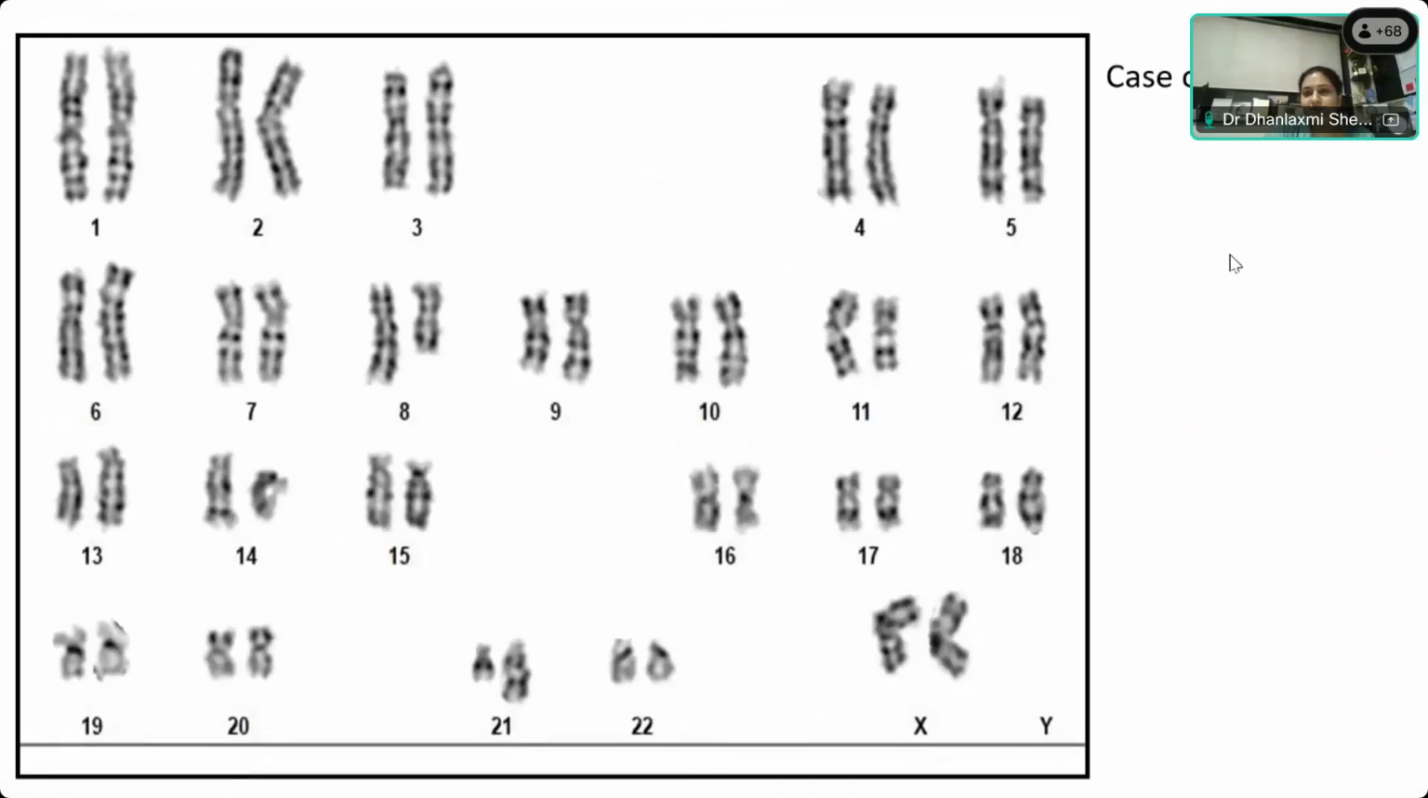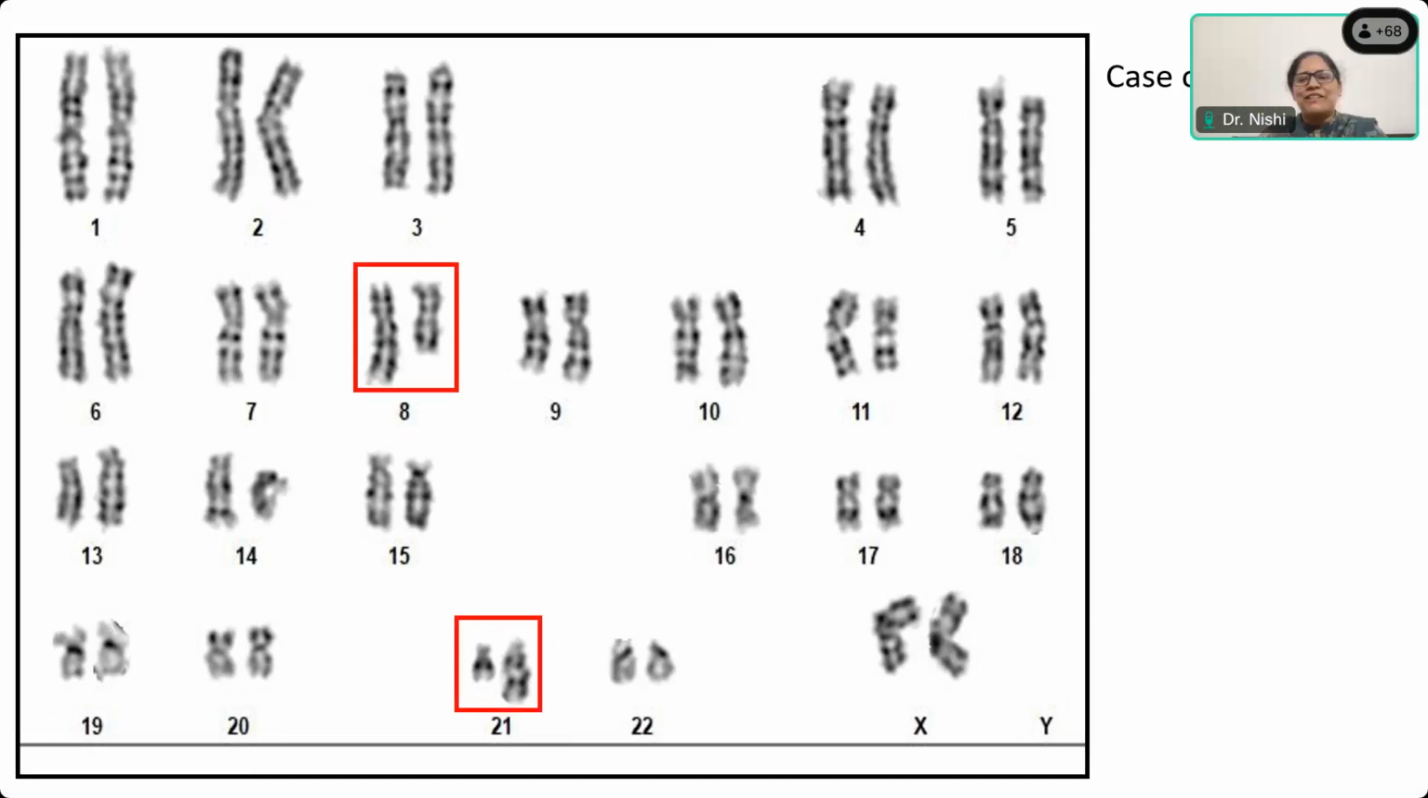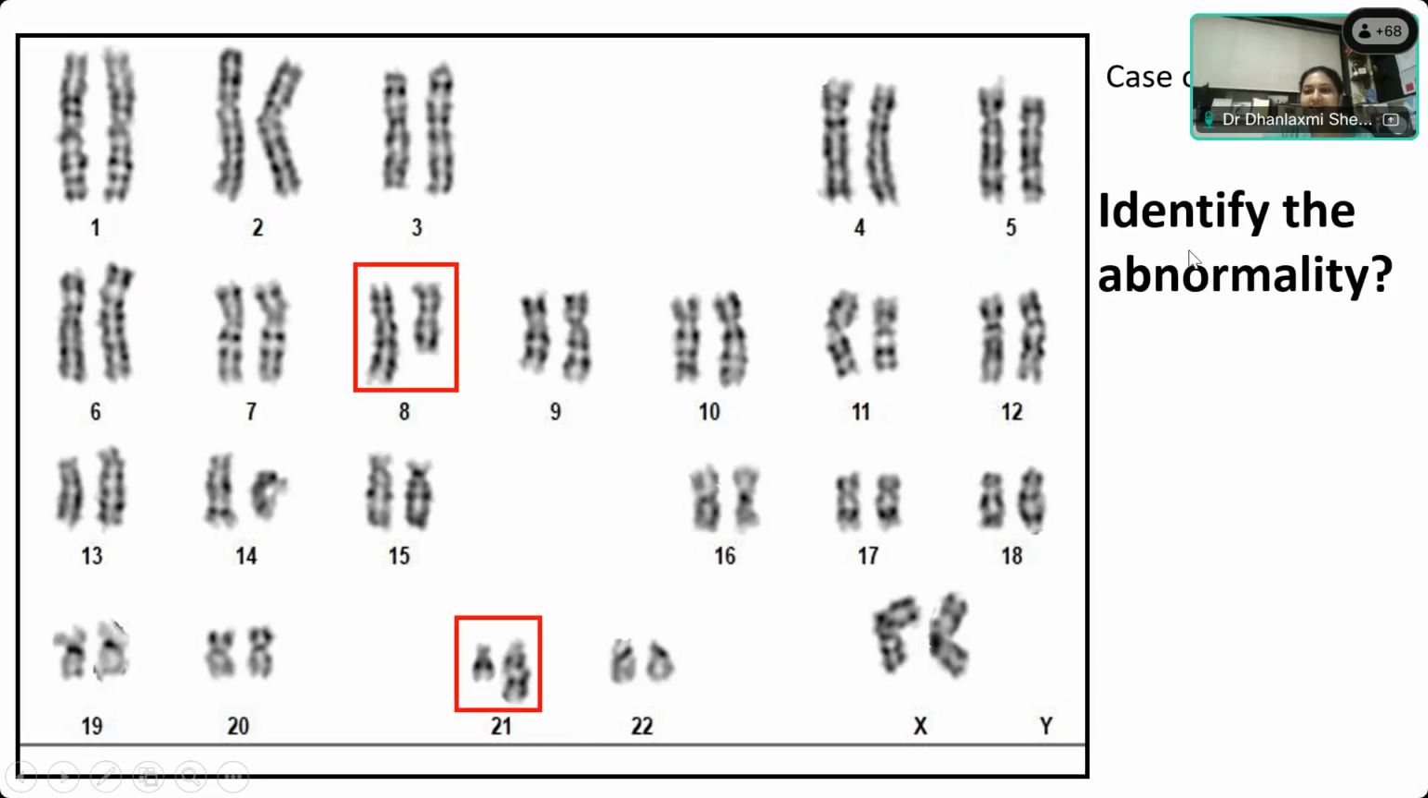This is very simple. I'm sure there will be many answers here. It's a case of AML. If you can see this karyotype, you can see some chromosomes that are abnormal. I would want to understand the answer to this. You can see 8 that is abnormal, and you can see 21 that is abnormal. Most of the participants have answered translocation 8;21. Oh, so then my questions are very easy. Wonderful. Excellent. Let's move to the next one.